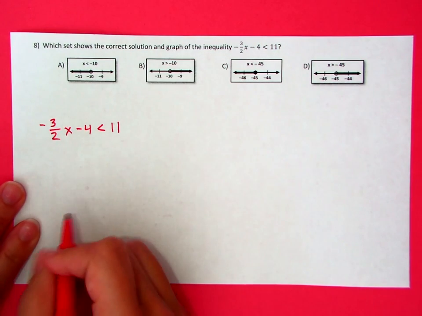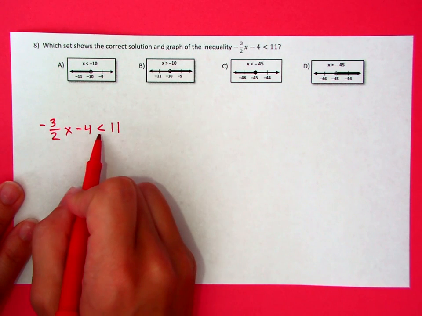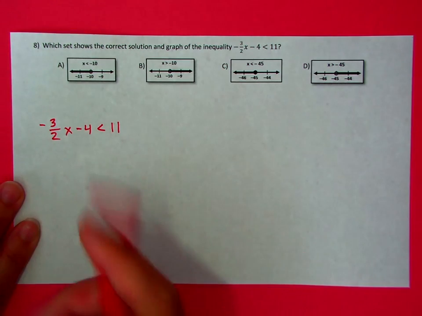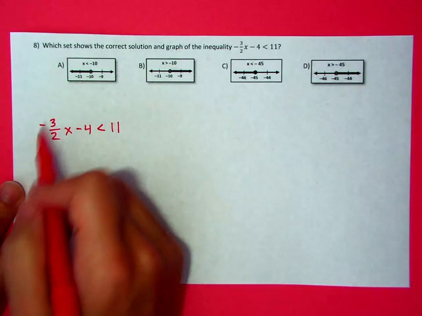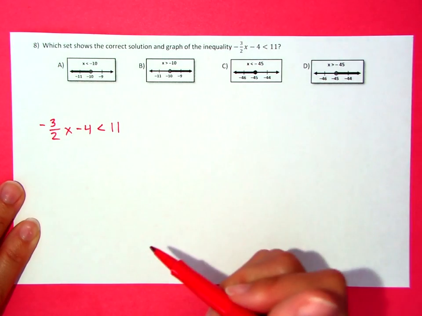Now the first thing that you have to think of is this is almost like an equals. So what you're going to do is just keep up with the sign. The only time this sign should ever change is if you're going to multiply or divide by a negative number, or if you're going to completely switch everything. So if I put the 11 on the left and then move this whole thing, the negative 3 halves x minus 4, to the right, then of course we'd switch the sign as well.